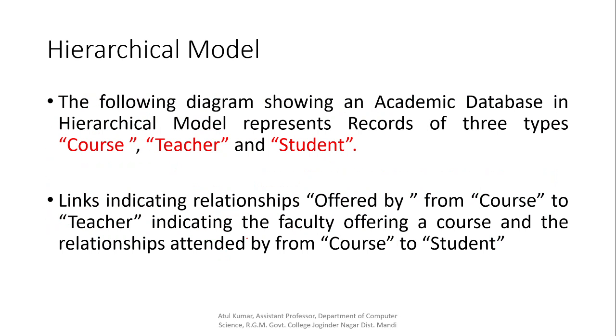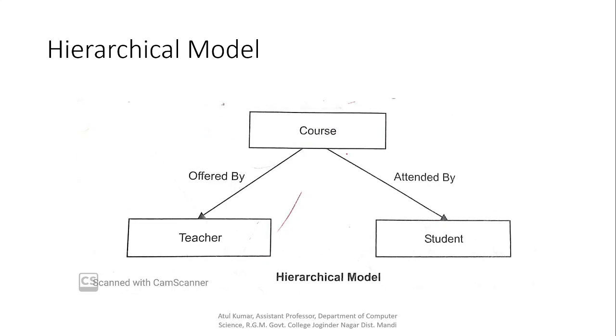Next, I will show you an example of a hierarchical model. This one is an example of a hierarchical model. We have three records: one is course, another is teacher, and the third is student. The relationship between course and teacher is offered by, and the relationship between course and student is attended by. So this is a hierarchical model.